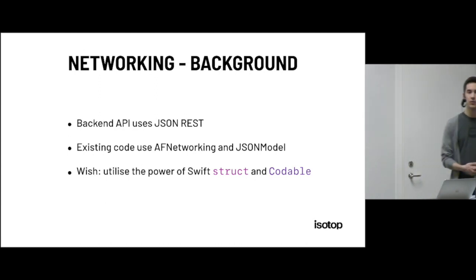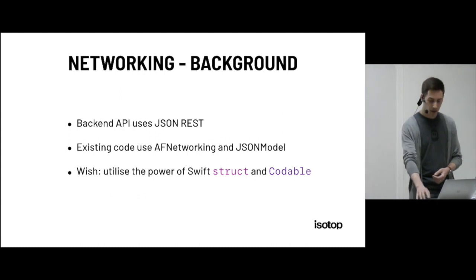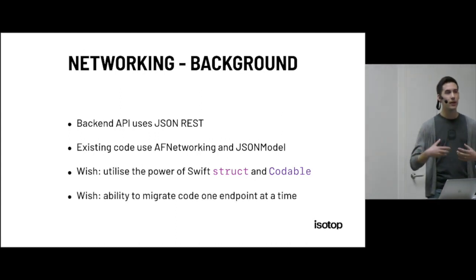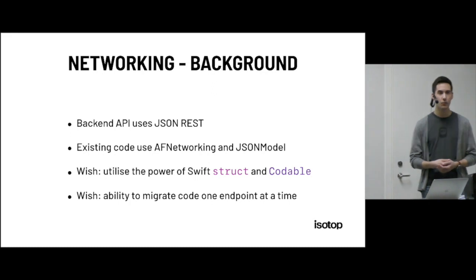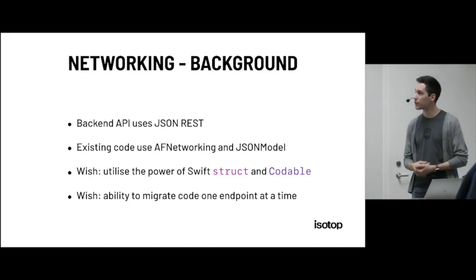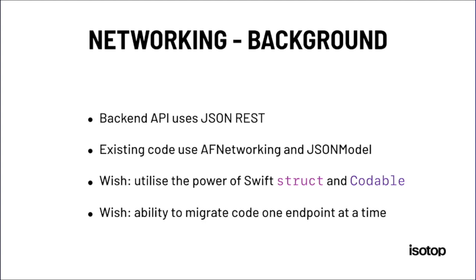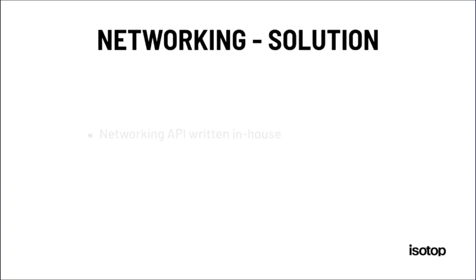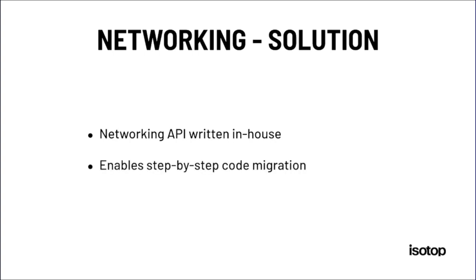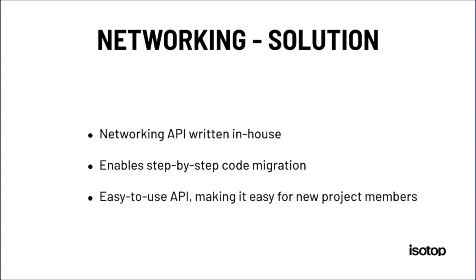And we wanted to be able to use Swift structs and the Codable protocols introduced in Swift 4. And also, we wanted to be able to migrate one endpoint at a time so that we didn't have to refactor whole huge swaths of code at the same time, so we could keep our pace high. So the solution we came up with to this is a networking API written in-house. It enables us to do this step-by-step migration that I talked about, so that we can migrate one step at a time. And it has an easy-to-use API, which makes it easier for junior and new project members to get started.